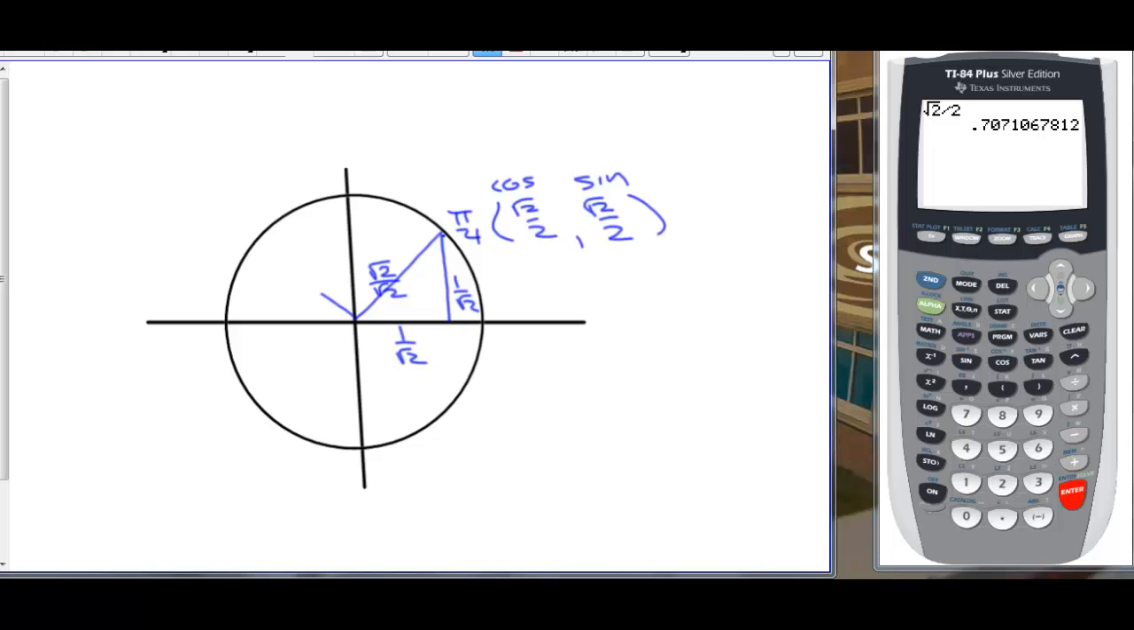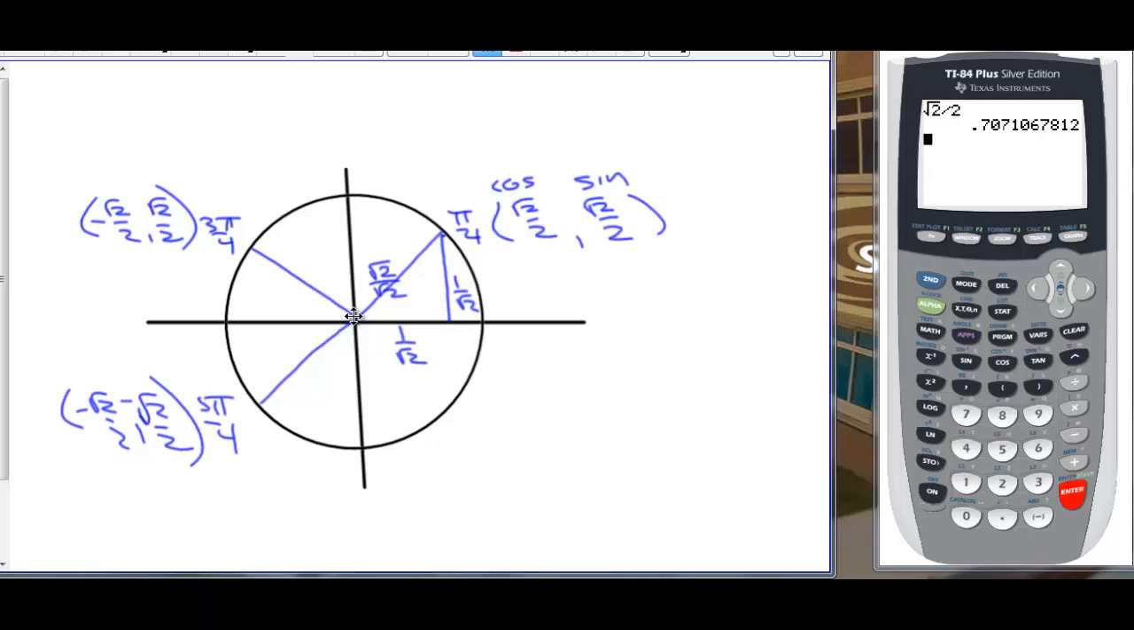Now, over here at 3 pi over 4, it's going to be negative square root of 2 over 2, square root of 2 over 2. It's the x value that's negative in the second quadrant. Down here, 5 pi over 4, negative square root of 2 over 2, negative square root of 2 over 2. It's all the same. All you've got to do is know the first quadrant and you know all of them. You just have to know where to put the negatives. This is 7 pi over 4. It's square root of 2 over 2, negative square root of 2 over 2.